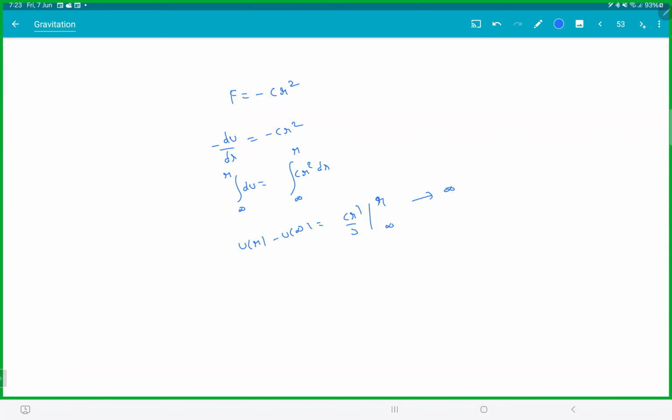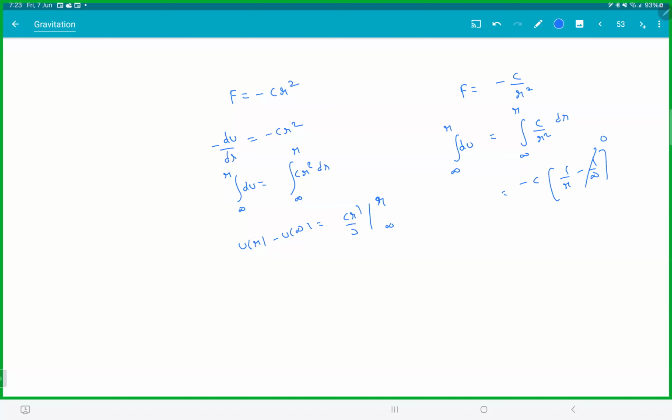isn't it? But if this had been f is equal to, let's say, minus c by r square, then the potential energy will be du infinity to r. This would be c by r square dr infinity to r. That would come out to be 1 by r minus 1 by infinity. So that is fine, na? 0. You're safe. You getting the difference?